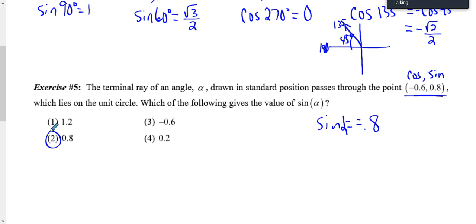Okay? You guys kind of get what's going on here? You just have to know how to find a reference angle from yesterday, to get something between 0 and 90. And then you just need to know whether the sine or cosine is positive or negative. Remember, cosine's along the x-axis, and sine is along the y. Anybody have any questions on this?